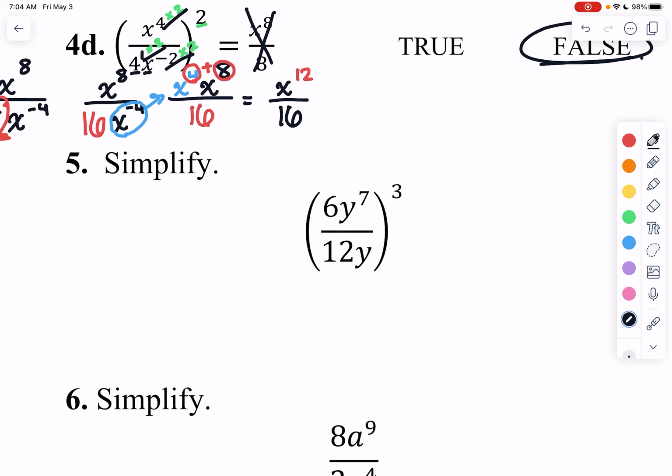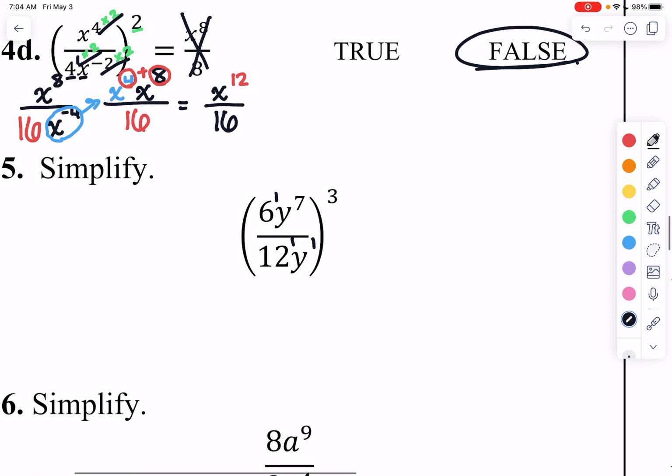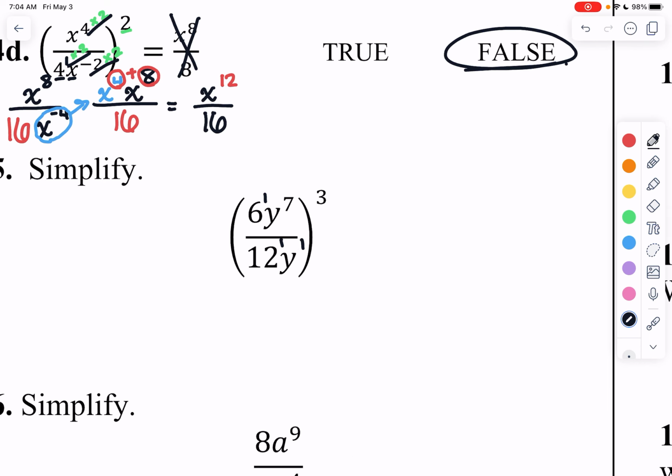Number 5. I am distributing my exponent on the outside to all of the exponents on the inside, which means everything on the inside needs an exponent. So the 6 gets an invisible 1. The 12 gets an invisible 1. And the y gets an invisible 1. All right, let's distribute by multiplying all of these by the 3 on the outside. Times 3, times 3, times 3, times 3.